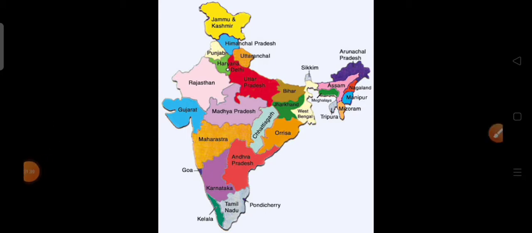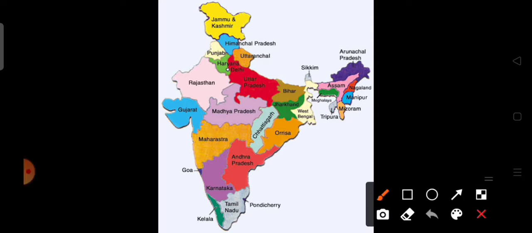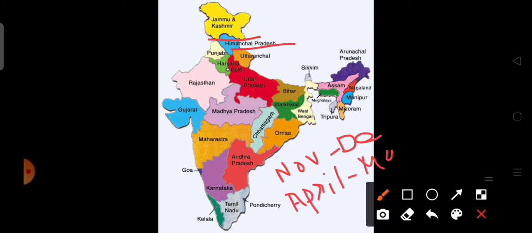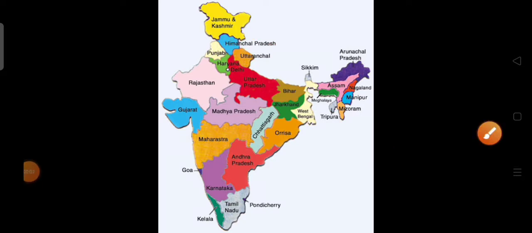Next remains the northern part of India, where in Himachal Pradesh and Jammu and Kashmir, wheat is sown in the month of November to December and harvested in the month of April to May. So in this way, in different parts of India the wheat is cultivated in different months in a year.